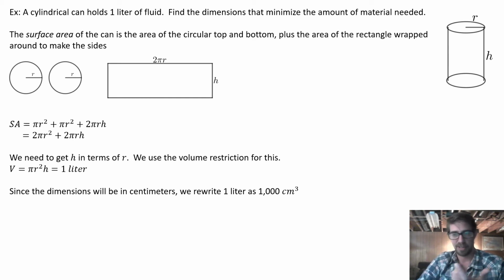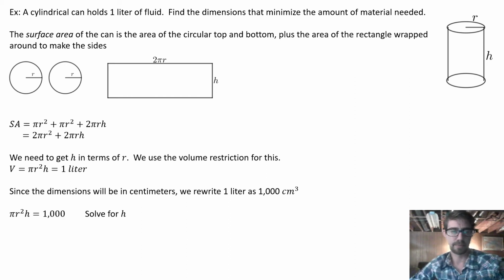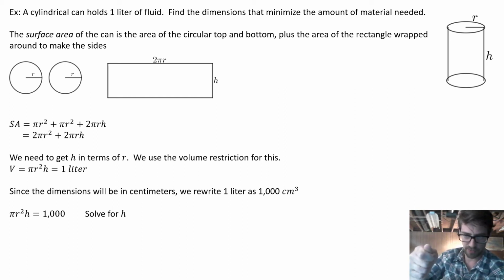to 1,000 cubic centimeters so that our units are right. Our answer is going to be in centimeters, and wouldn't you know, it just works out fine because metric system. So pi r squared h, the volume has to equal 1,000 cubic centimeters, and same deal, we have to solve that equation for h to get h in terms of r to stick that back into the surface area equation.